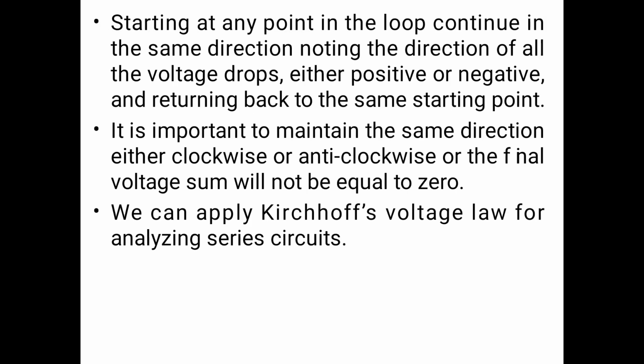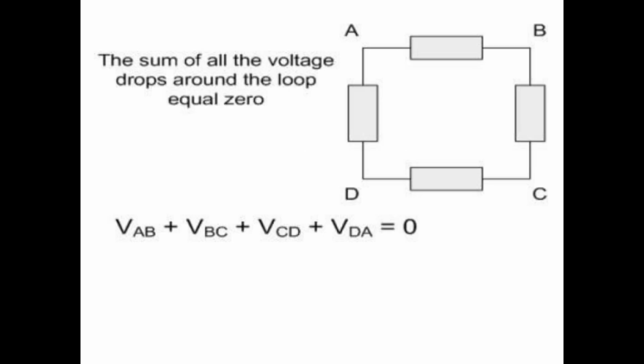Starting at any point in the loop, continue in the same direction, noting the direction of all voltage drops, either positive or negative, and returning back to the same starting point. It is important to maintain the same direction, either clockwise or anti-clockwise, or the final voltage sum will not be equal to 0. We can apply Kirchoff's voltage law for analyzing series circuits. Here in the circuit A, B, C, D, the sum of all the voltage drops around the loop is equal to 0. That is VAB plus VBC plus VCD plus VDA is equal to 0.